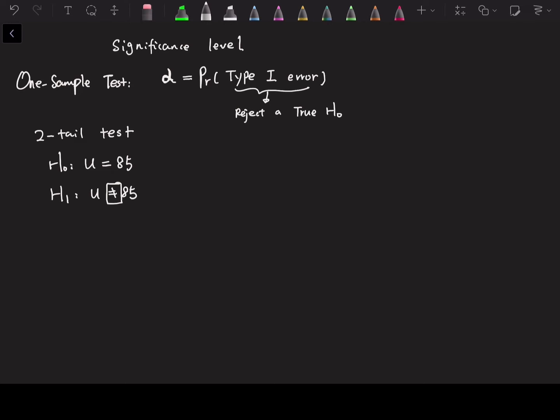That means you're not only interested in whether the population mean is significantly greater than 85, but also in whether the population mean is significantly lower than 85. Okay, one-tail test, let me write here, one-tail test. So the null hypothesis could be, right, and the alternative one.